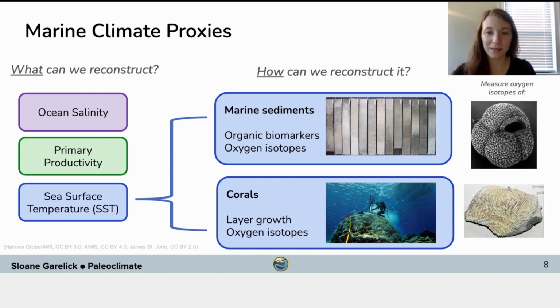In marine sediments, oxygen isotopes are measured on foraminifera, or forams. Forams are single-celled marine organisms that have calcium carbonate shells, and the shells of these organisms get preserved in the sediment, and oxygen isotopes of these shells can be measured. In corals, the coral itself is made of calcium carbonate, and that's where we can measure the oxygen isotopes. But what exactly are oxygen isotopes, and how do they record changes in sea surface temperature?